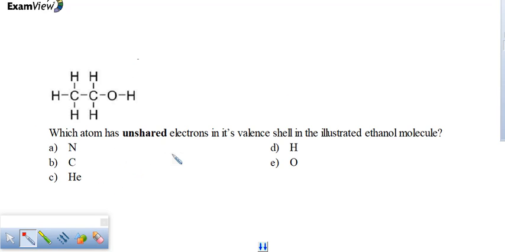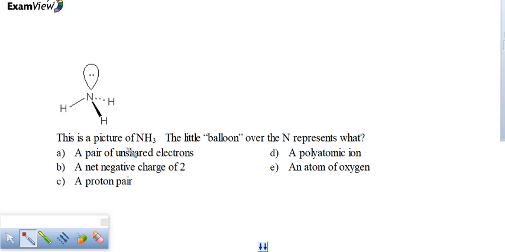Which of the atoms has unshared pairs in its valence shell? So the only one that could have unshared pairs is this oxygen right here. Oxygen needs to show us 8 valence electrons. Just these 2 lines are only showing 2, 4. That means there must be 2 unshared pairs on that oxygen. So the answer is oxygen. So a little balloon over the N represents a pair of unshared electrons, like we've seen before, an unshared pair.